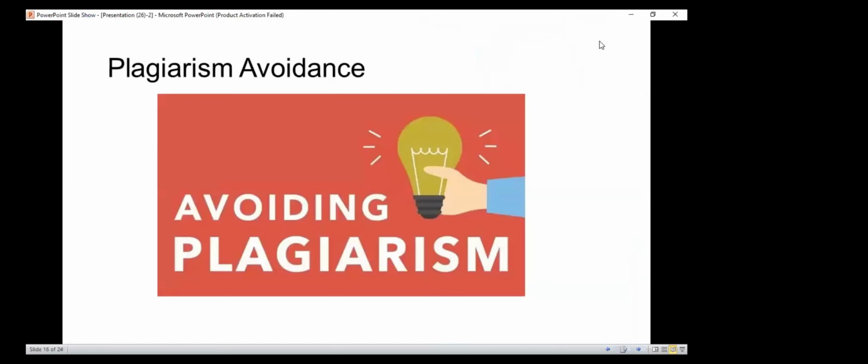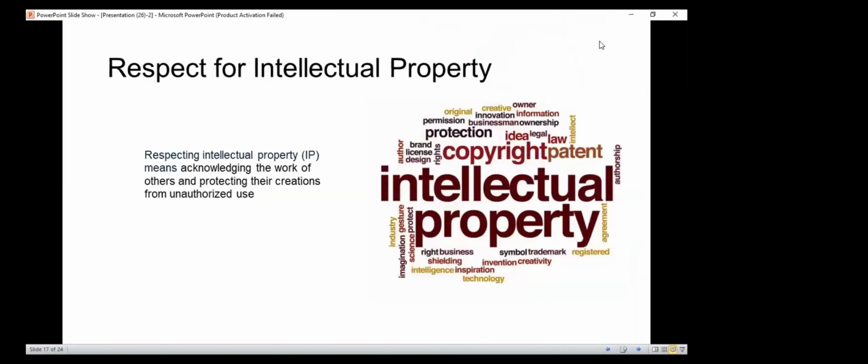Next, avoid plagiarism. We have already discussed how to avoid plagiarism in the previous slide. And next, let's move on to respect for intellectual property. Respecting intellectual property means acknowledging the work and contributions of others. This involves properly crediting their creations and ideas in your own work. It also means protecting their work from unauthorized use, ensuring that you don't misuse their effort without permission.